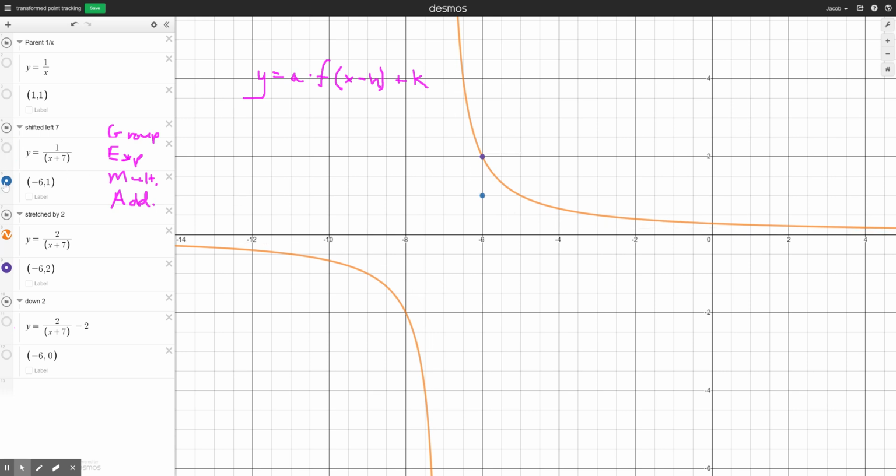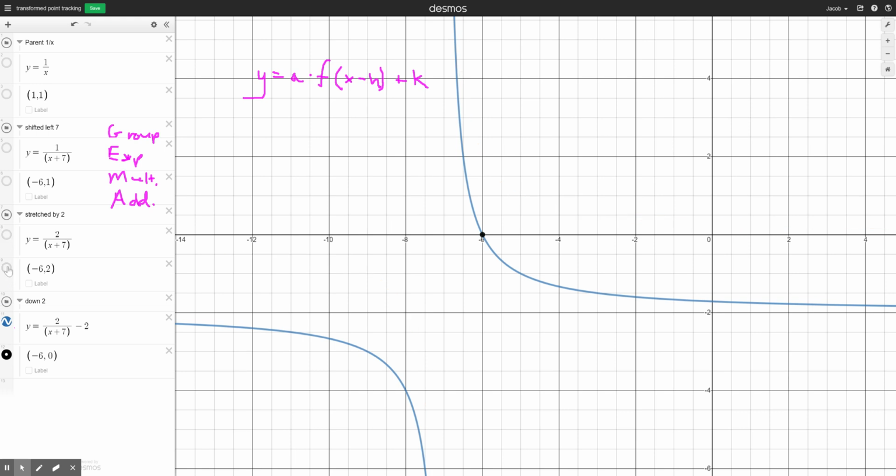And then the last transformation that we'll do is down 2 because it's outside of the grouping, outside of the function group. And this ends up taking us down to 0. So where this original parent point of 1, 1 ends up is at negative 6, 0.